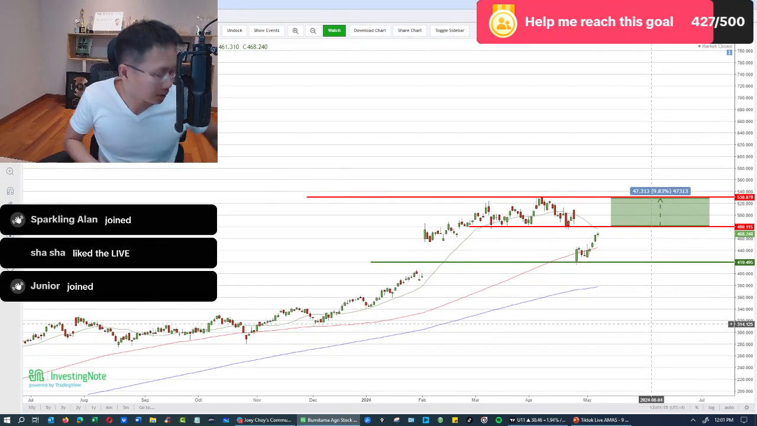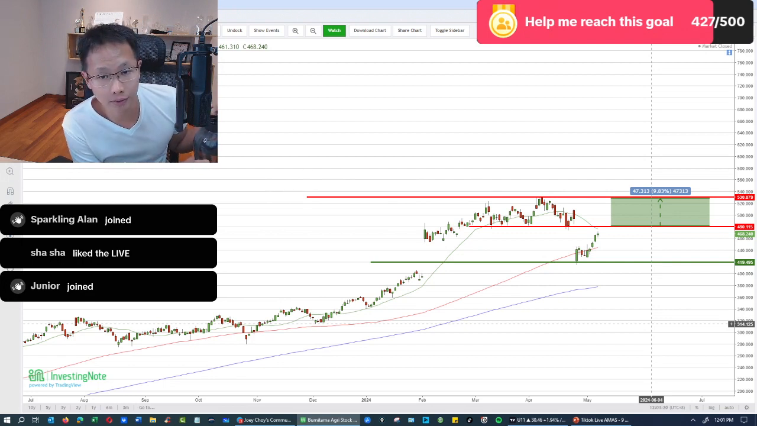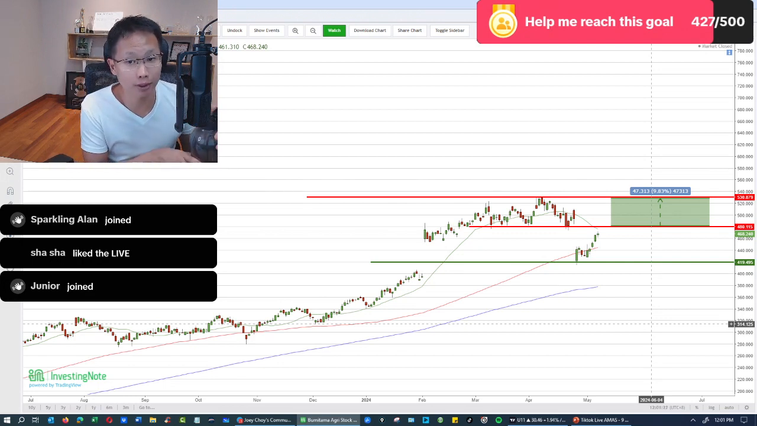Not too bad. One of those stocks that I like as well in the longer term. One of those you can put in your portfolio to hold for the longer term as well.